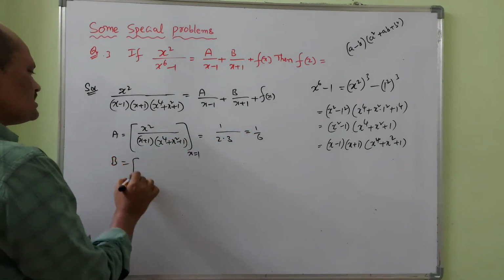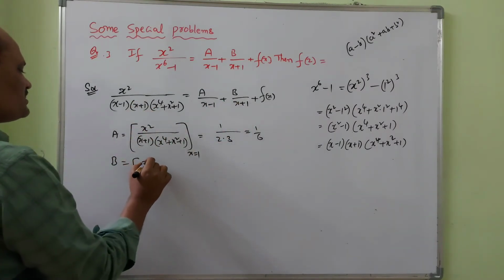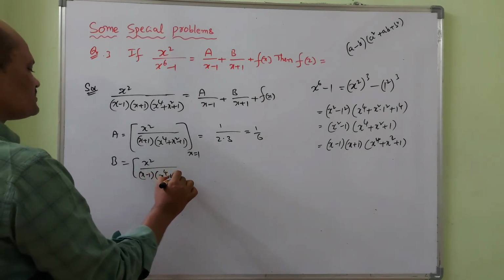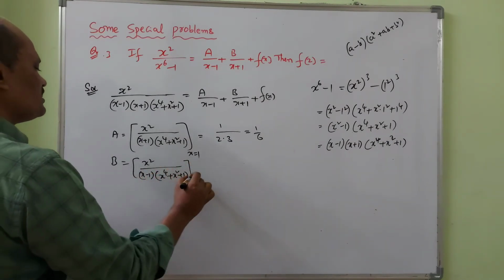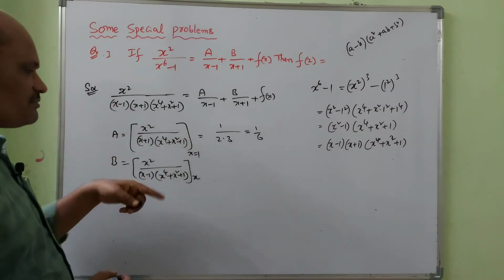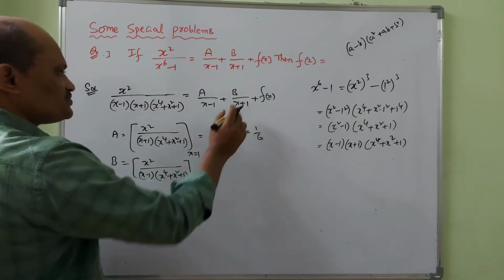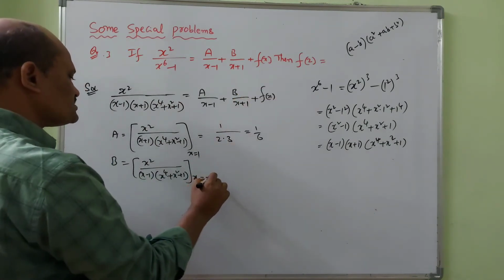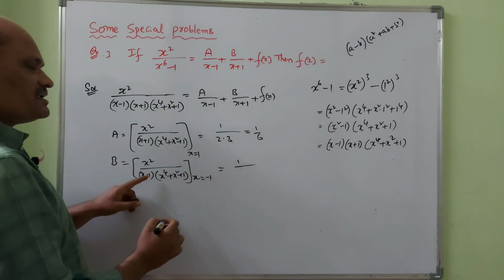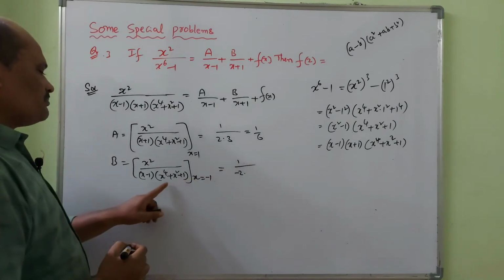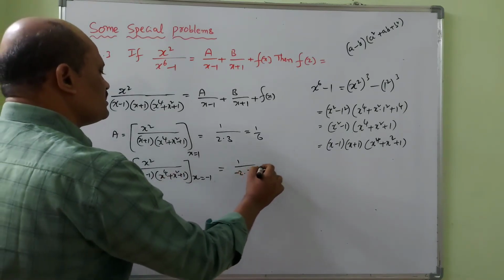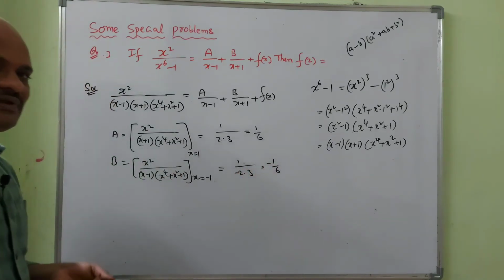To find b, same method you have to follow. Leave x plus 1, write the remaining thing. I already told you this works only for linear factors. Leave x plus 1, write the remaining thing. And put x is equal to minus 1, because x plus 1 is 0 means x equal to minus 1. Substitute minus 1 here. Minus 1 whole square is 1. Minus 1 is minus 2 into minus 1 whole square plus 1 plus 1. So we will get 3. We will get minus 1 by 6. I got the values of a, b.